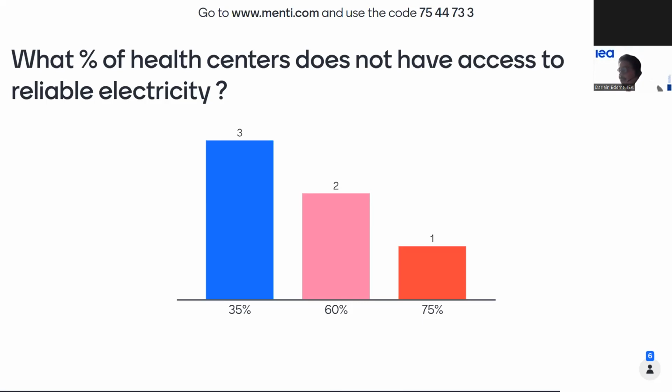In this case, I see three of you answered 35%, two of you answered 60%, and just one of you answered 75%. So actually, the correct answer was 60%. And this is based on 27 Sub-Saharan African countries, from a study from 2018. So apparently 60% of the health centers in Sub-Saharan Africa do not have access to reliable electricity. So 6 out of 10 health centers.